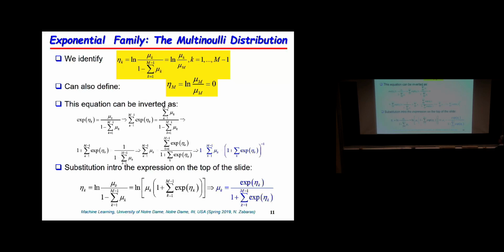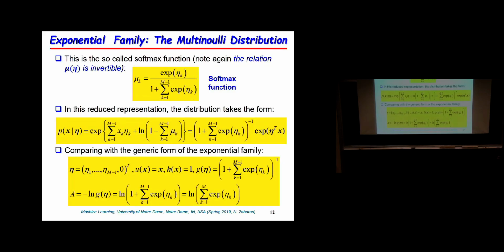And you can show, by playing with the summations and reversing the equation, that if you know the natural parameters, you can actually invert this equation and go from eta to mu. And surprise, surprise, when you go from eta to mu, what function do you get? The softmax function. Again, is that an accident? You tell me. All right? You go suddenly from eta to mu, and what you get is the softmax function.